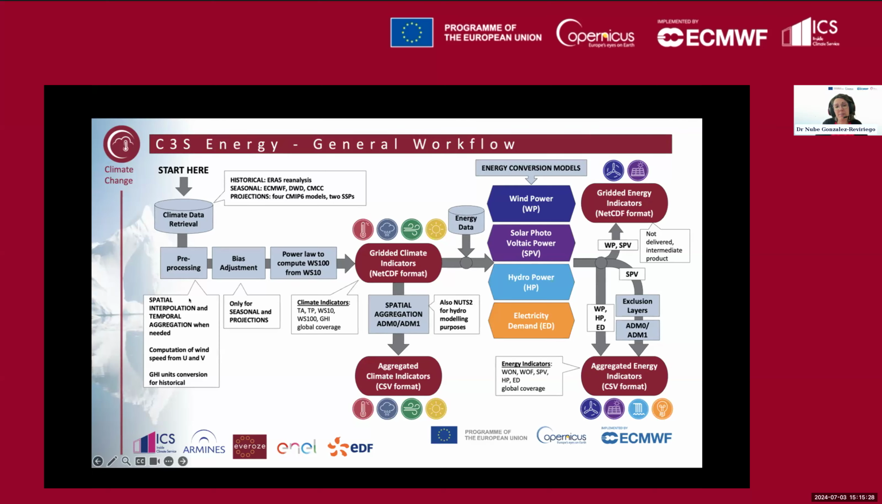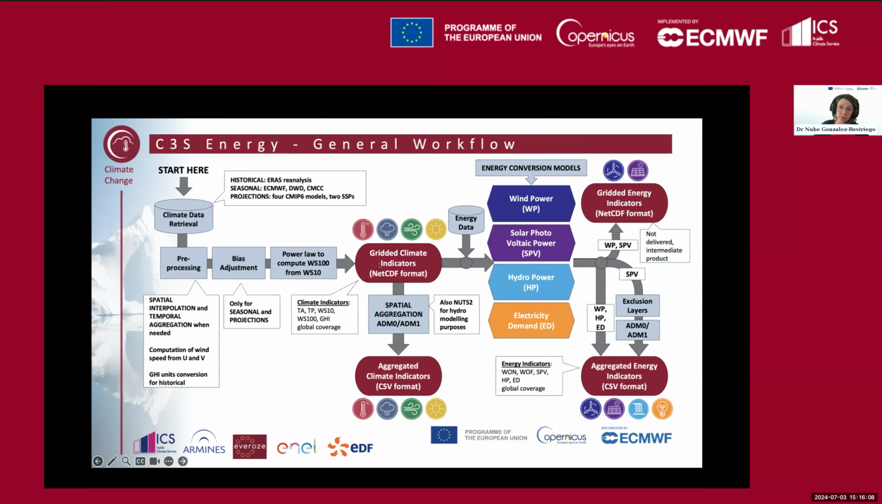Then after that, there is a preprocessing of this data in terms of spatial and temporal aggregation. Then we bias adjust those data that need to have some bias adjustment. In particular, we apply it for seasonal data and for the climate change projection. Then we need to convert the 10-meter wind speed to 100-meter wind speed. And then we obtain the climate indicators in the NetCDF format. This is the gridded indicators that we are providing in the service.